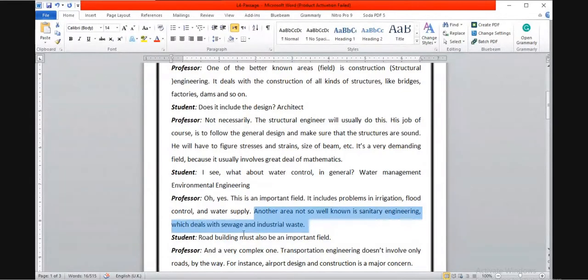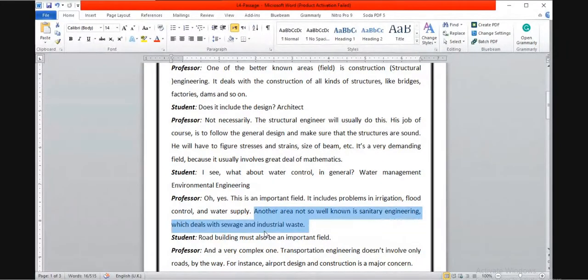It deals with sewage and industrial waste. Sewage means black water or wastewater, and industrial waste means industrial residues. Whoever deals with sewage water and waste is called a sanitary engineer. So this is one of the civil engineering fields. God willing, you will study it next year, where there is also a lab for studying sanitary engineering.